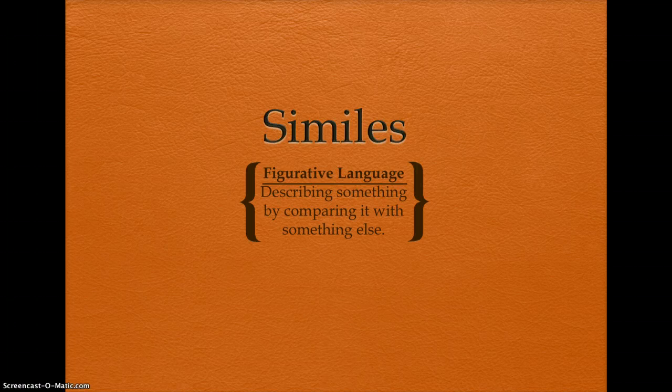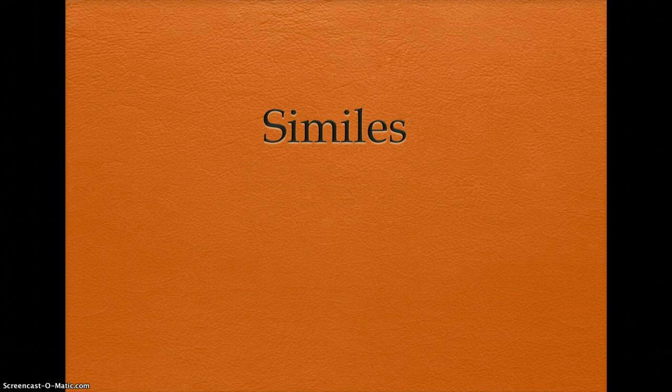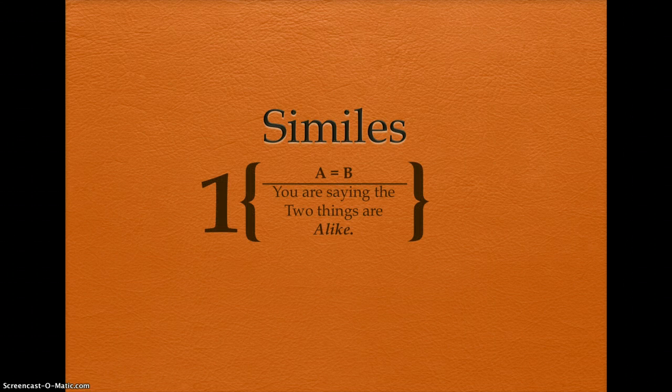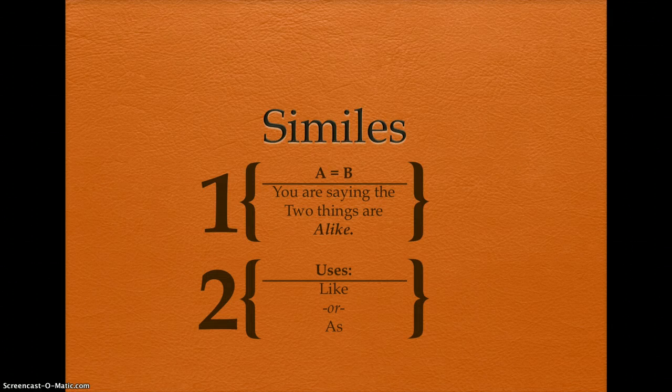When you use similes, there are two rules you have to follow. First rule is that you have to compare two things. When you compare the two things with similes, you are saying they are alike. Second rule is a simile must use the word like or as between the two things you are comparing.